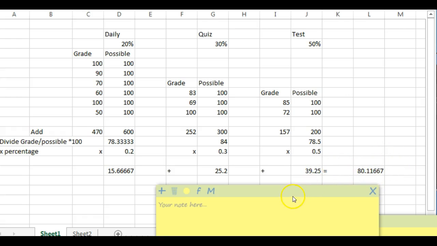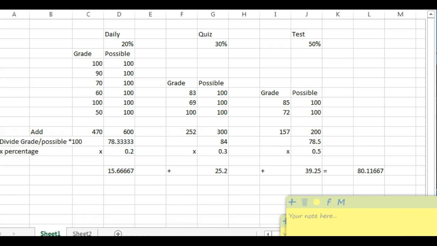That's how all grades work, if you have a class that has percentages, daily is this much, and so on. This is the process that it's going through. That's just so that you know how grades are worked.